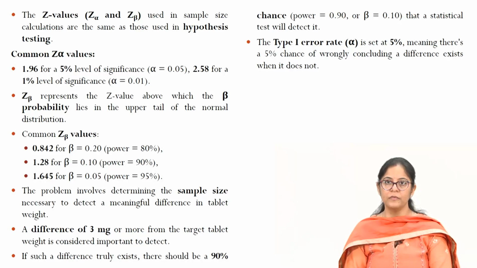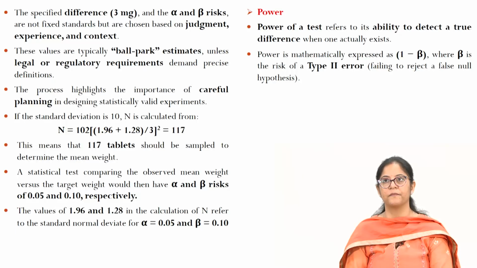So the problem involves determining the sample size necessary to detect meaningful differences in the tablet weight. A difference of 3 mg or more from the target tablet weight is considered important to detect. If such a difference truly exists, there should be a 90% chance, that is power is equal to 0.9 or beta is 0.1, that a statistical test will detect it. The type 1 error rate is set at 5%, meaning there is a 5% chance of wrongly concluding a difference exists when it does not.